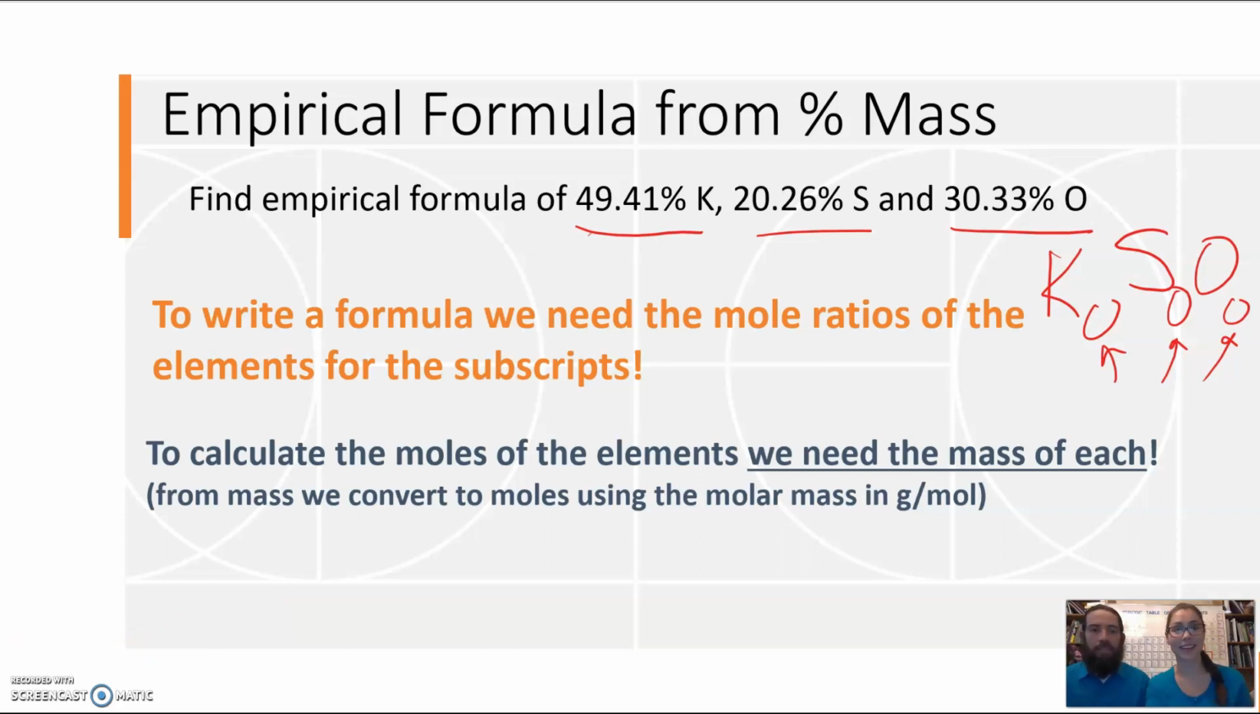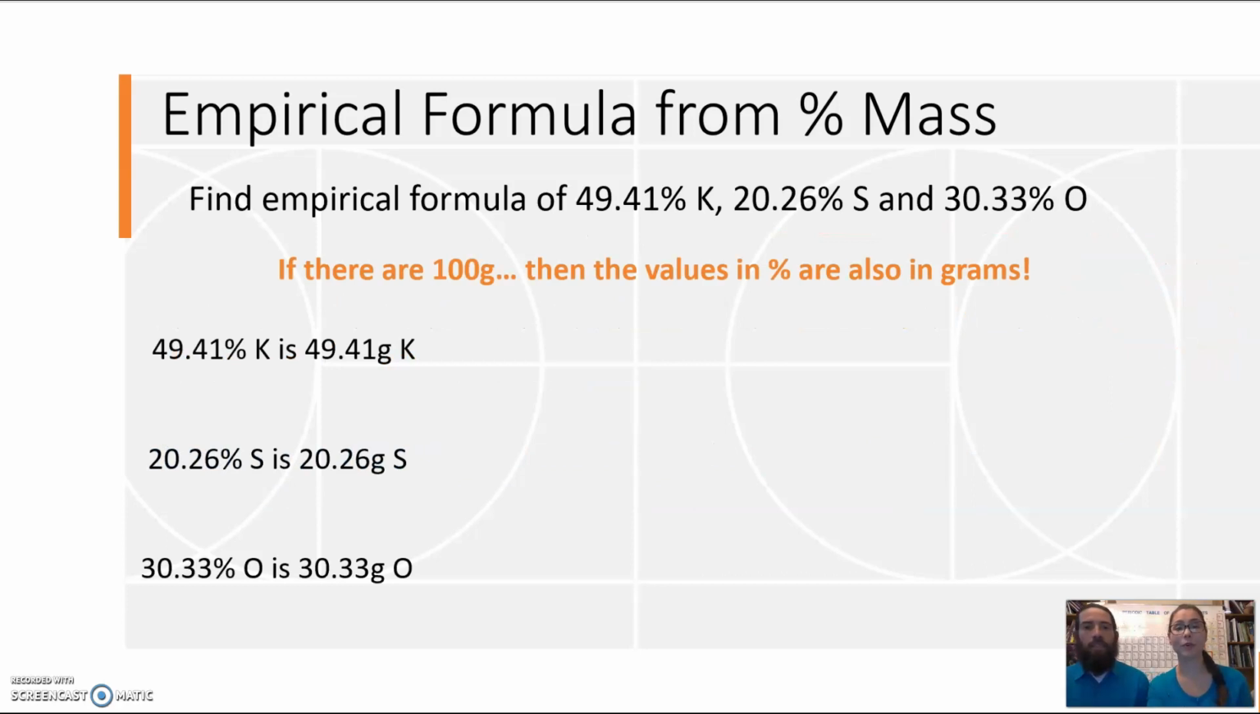Right, so there's a trick to that. If you assume you have 100 grams, if you have 100%, then each of those percents turns into grams, and then we can convert our grams to moles from there. So 49.41% of 100 grams would be 49.41 grams. And the formula is going to be the formula regardless of how much you start with, so we can assume 100 grams. It makes the math easy.